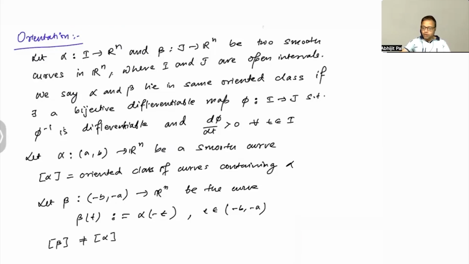You check that this d phi dt is either greater than 0 or less than 0. So there can be only two equivalence classes possible: one for greater than 0 and another for less than 0.